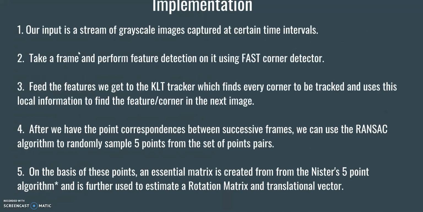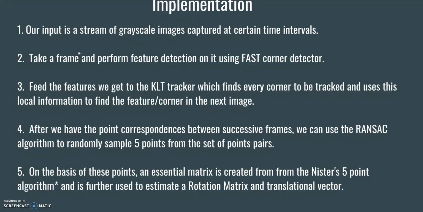So our implementation has basically 5 parts. We take a stream of grayscale images, which are captured at different time intervals. We take the frame, perform feature detection using the FAST corner detector, and we feed those features to the KLT tracker, which finds every corner to be tracked and uses local information to track that corner and find it in the next image.